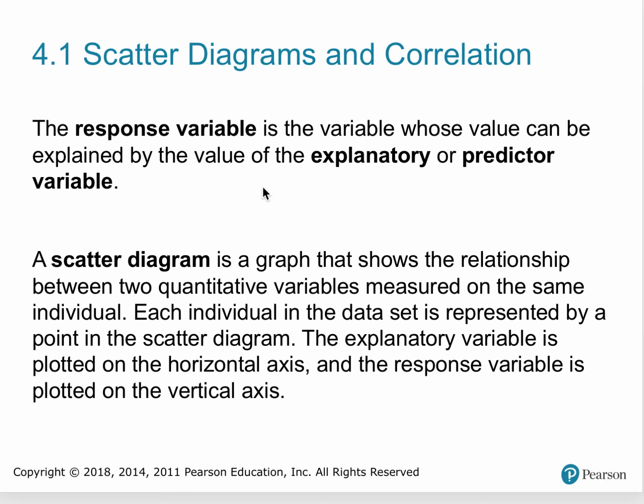A scatter diagram is a graph that shows the relationship between two quantitative variables measured on the same individual. Each individual in a data set is represented by a point in the scatter diagram. The explanatory variable is plotted on the horizontal axis, the response variable plotted on the vertical axis. We use the term explanatory variable because it helps to explain variability in the response variable.